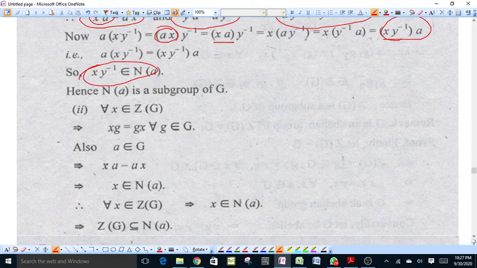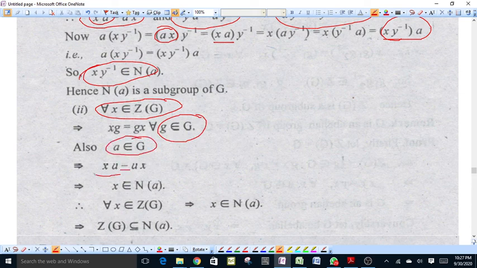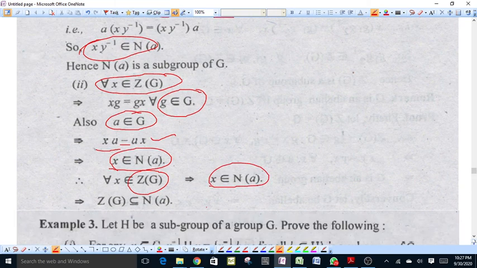Now, for all elements of center of group G, from the definition of center of group G, Xg is equal to gx for all elements g of G. Also, A belongs to G. This means Xa is equal to Ax. This means X belongs to Na for all X element of center of group G. This means X belongs to center of group and also X belongs to Na. This means center of group G is a subset of Na.